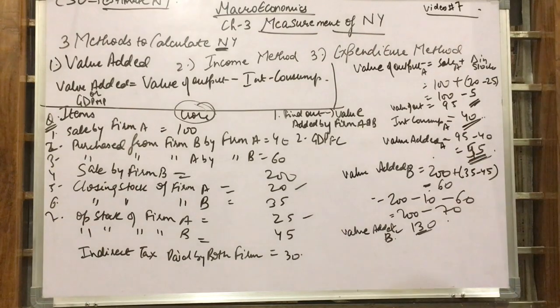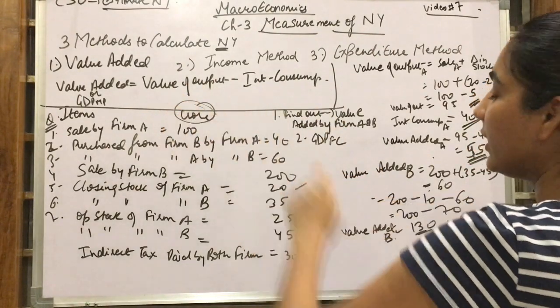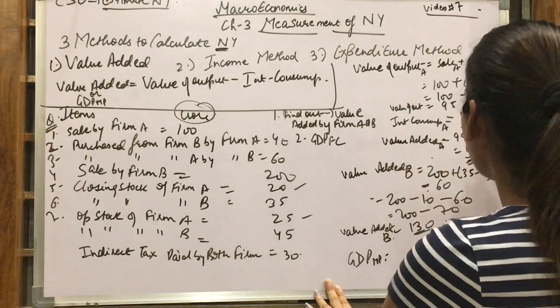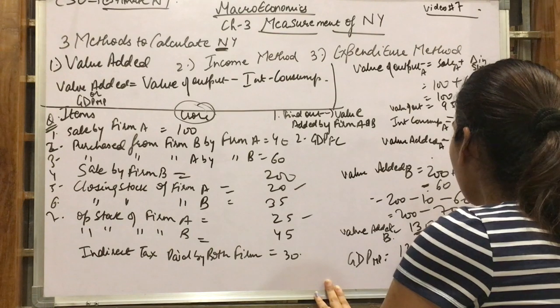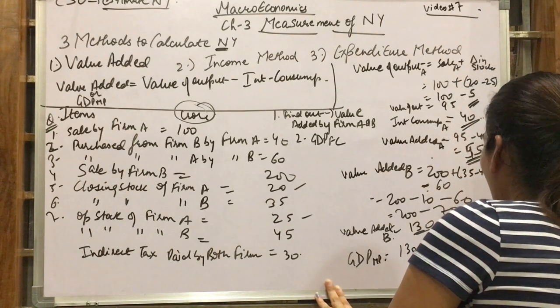Now we'll add this up to find out the gross domestic product at the market price. Gross domestic product at the market price is equal to this plus this. So 130 plus 55 comes out to be 185.